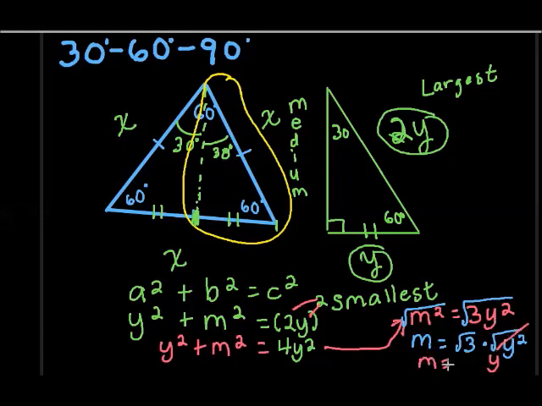And what I have is a relationship between y, which is the measure of the smallest side, and the medium side. And you can see that it's basically the smallest side times the square root of 3. Let me go ahead and write that here. It's the square root of 3 times y. All right? So let me kind of clean that up a little bit.